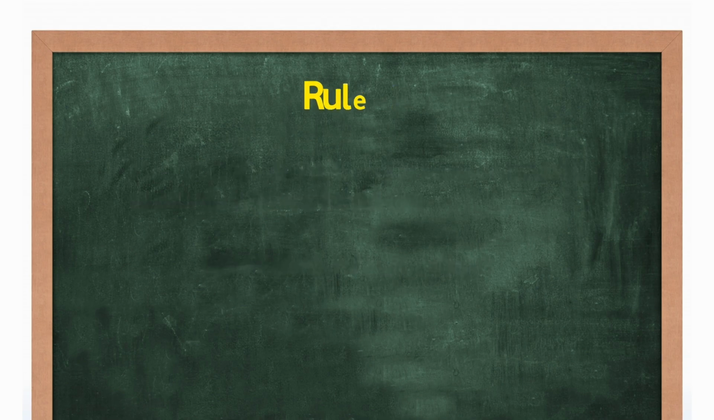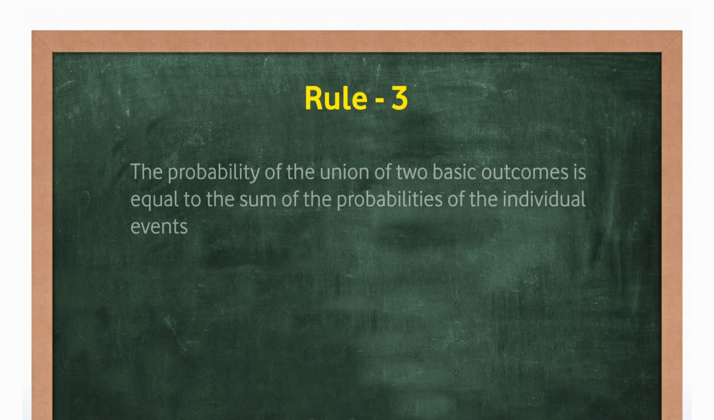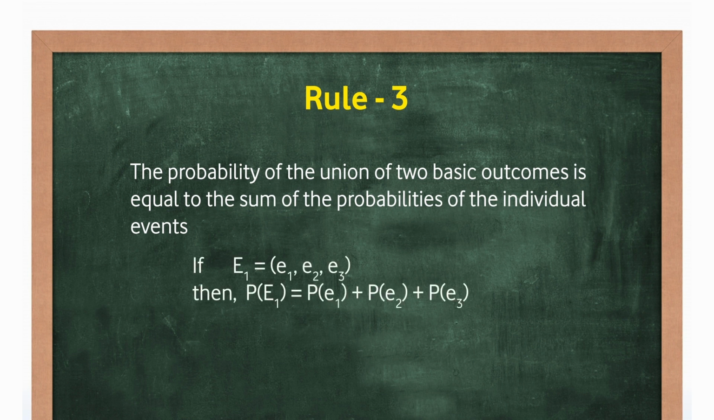And probability rule number 3 focuses on the probability of the union of basic outcomes being equal to the sum of the probabilities of the individual events. If E1 equals the set (e1, e2, e3), then the equation is P(E1) = P(e1) + P(e2) + P(e3), that is, the probability of capital E1 equals the probability of small e1 plus the probability of small e2 plus the probability of small e3.